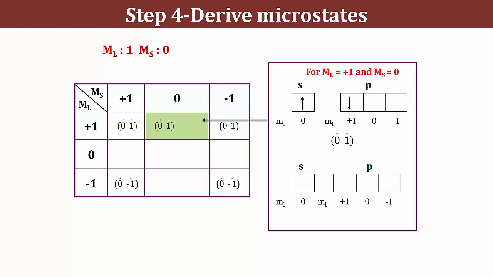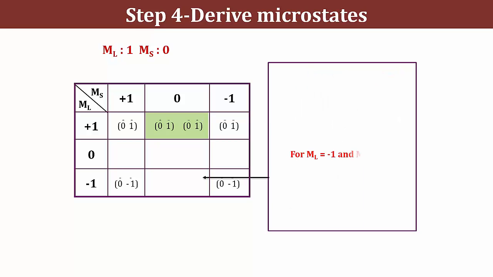There is another way in which we can fill the electrons. The electron in the s orbital has the spin minus half and the electron in the p orbital has the spin plus half. So the microstate is 0, 1 minus plus. For ml minus 1 and ms 0, in the same manner we can write down the microstates as 0 minus 1 plus minus and 0 minus 1 minus plus.